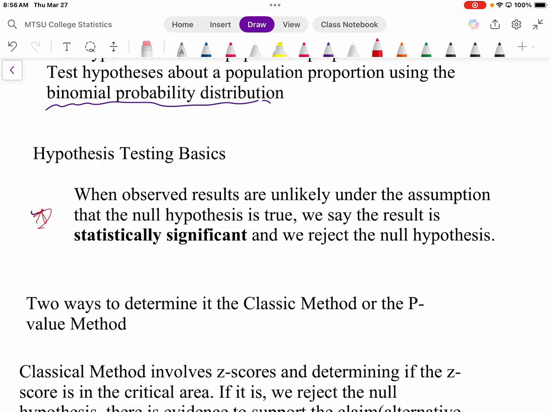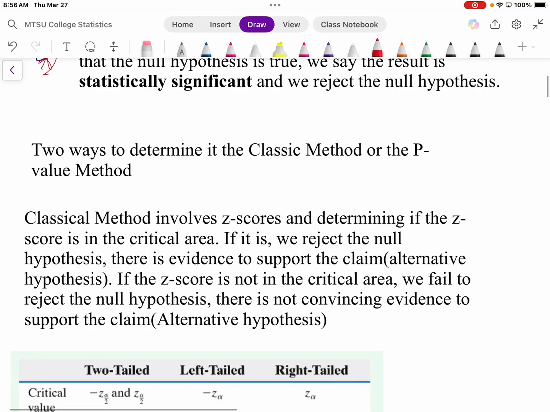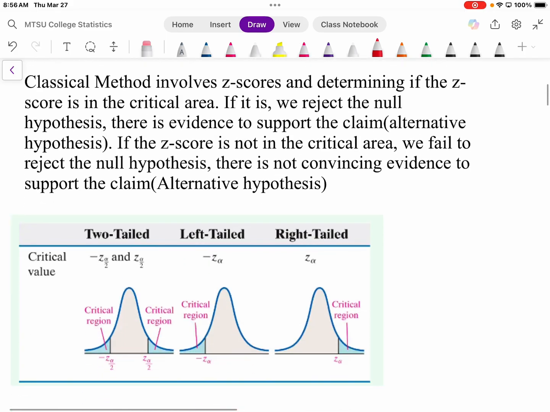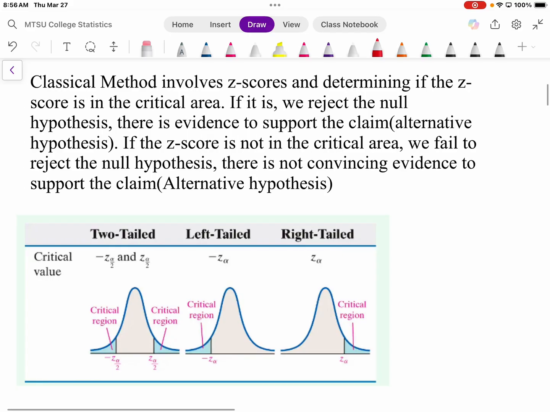Two ways to determine this are what's called the classical method or the p-value method. The classical method involves using the z-score, using the z-table and creating your little bell-shaped curve and figuring out what these critical values are. And then does your statistic fall in one of the shaded zones based on what type of testing you're doing? That is the classical method. We're trying to do everything with technology just to make things a little bit easier on us. So we're going to use the technology method.